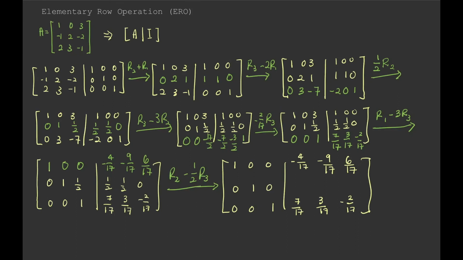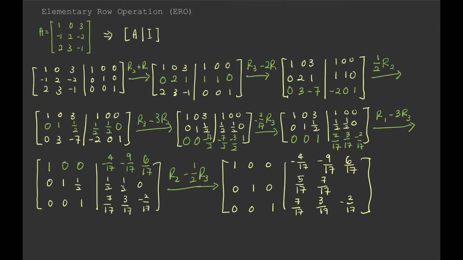Next, we have 1 over 2 and 7 over 17. So this one, 1 over 2 minus 1 over 2 times 7 over 17. This one will be equal to 5 over 17. Write down 5 over 17. Next, we're going to have 1 over 2 and 3 over 17. This one will be 1 over 2 minus 1 over 2 times 3 over 17, and this will be equal to 7 over 17. Write down 7 over 17.